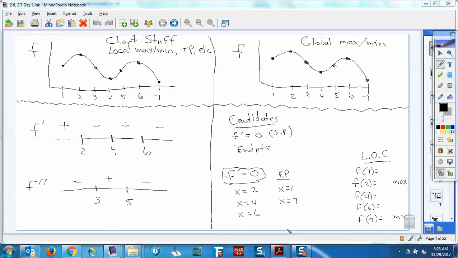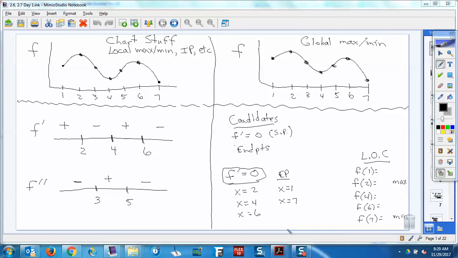And then we come over here, and this is the LOC, which stands for list of candidates. I'm going to make a list of my candidates and see what their y values are. So we plug a 1 into the original, we plug a 2 in, we plug a 4 in, we plug a 6 in, we plug a 7 in, and we see what output we get. The biggest output is the max. Well, in this problem, it's going to be at 2, whatever that happens to be. And the littlest output is going to be over there at 7, and that's going to be my min.